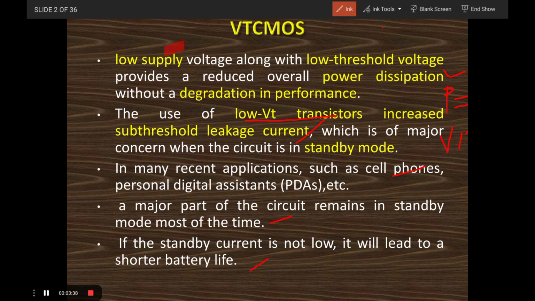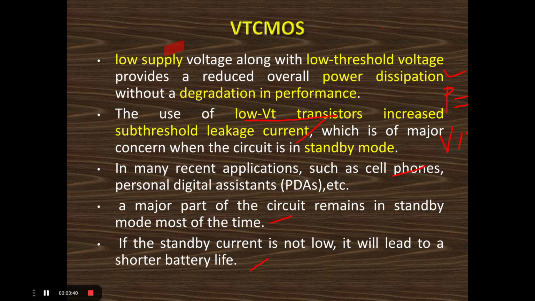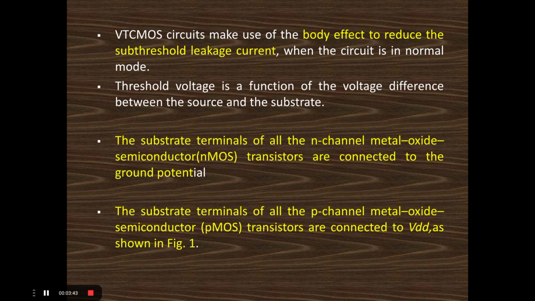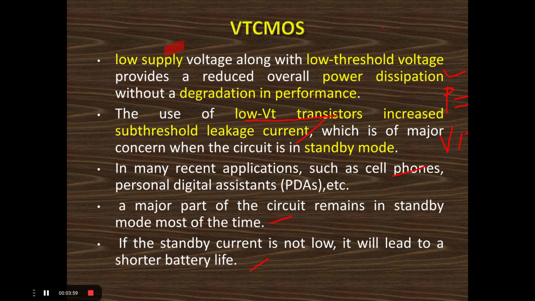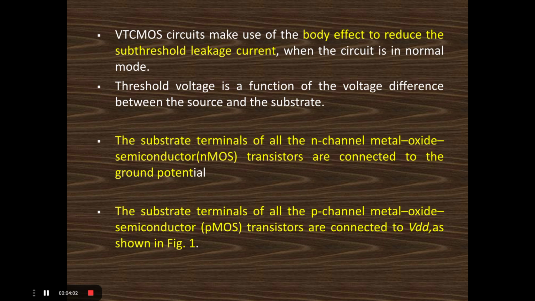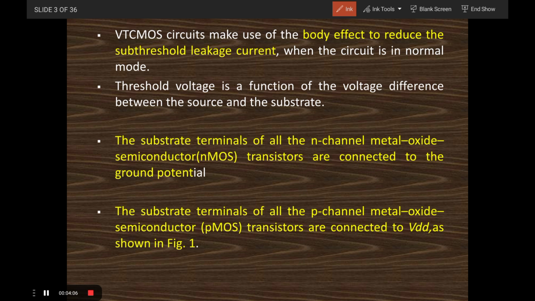So how are these techniques going to be helpful for us? Let us move on to the next one. The VT CMOS circuits are based on the principle of body effect. The sub-threshold leakage current is reduced when the circuit is in the normal mode of operation, and the threshold voltage is a function of the voltage difference between the source and substrate.